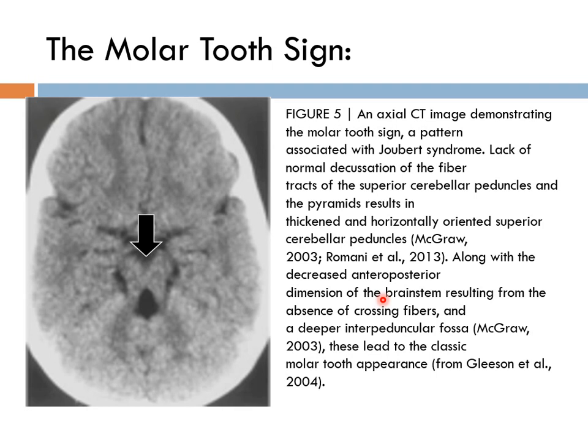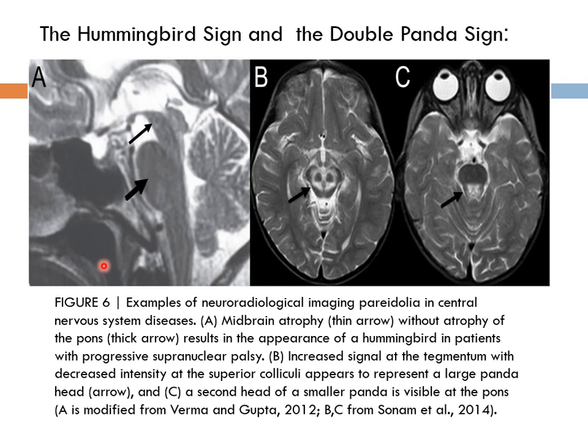An example occurs in Joubert syndrome, like the molar tooth sign. The midbrain looks like a molar tooth, and this is because of the absence of the crossing fibers with a deeper interpeduncular fossa. Okay, and the hummingbird sign, which is a part of what syndrome, do you know? Progressive supranuclear palsy. Yes, the midbrain atrophy with the pons the same size.